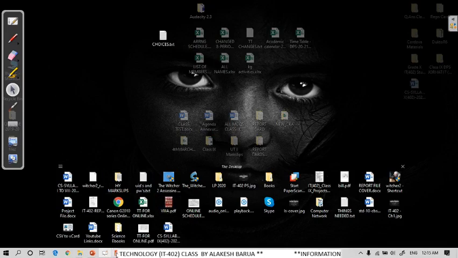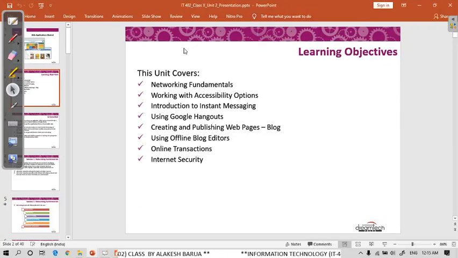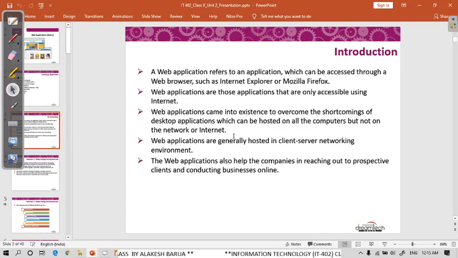So here in this unit we will learn about what is a network, what are the various types of network, what are the benefits of network, what are the disadvantages of network, and other things. Okay, so we shall start by defining what is a network.